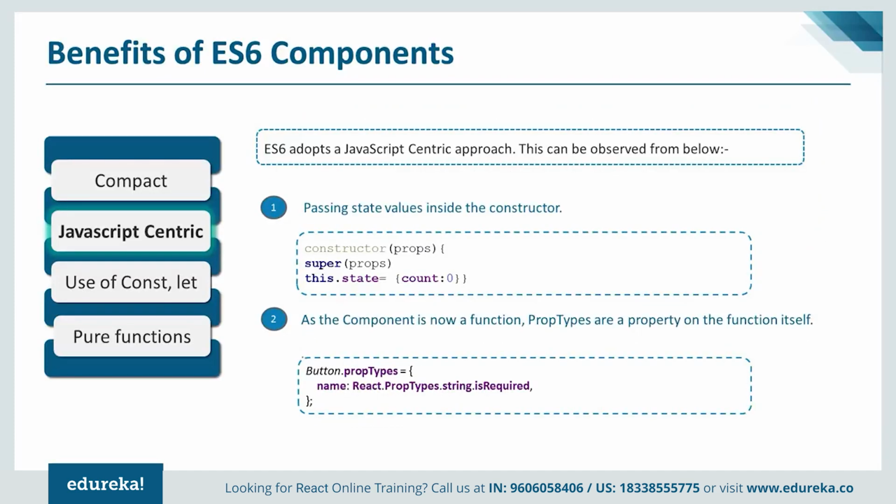And then more specifically, ES6 adopts a JavaScript centric approach. Now we are passing the state values inside the constructor. So this is more of a JavaScript approach and not the API approach, which we used to do in ES5. And now the component is a function. This is very important to note here. The component is now a function. PropTypes are a property on the function itself.